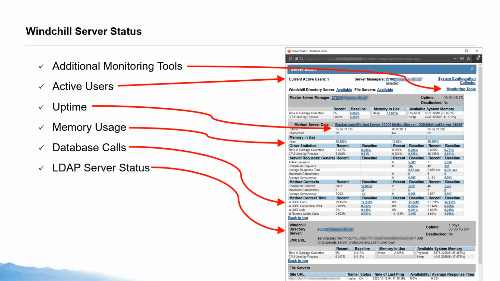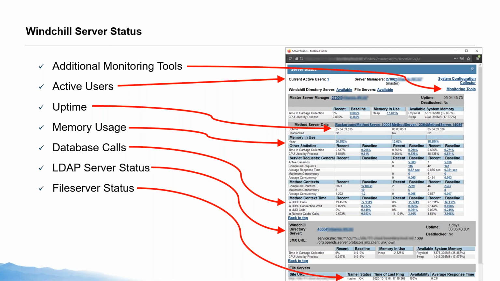The next one there is the LDAP server status. So in my case, the Windchill directory server. How long it has been up and running, what's the connection information, are there any deadlocks currently in place.